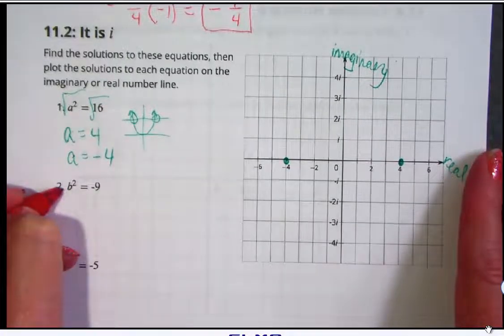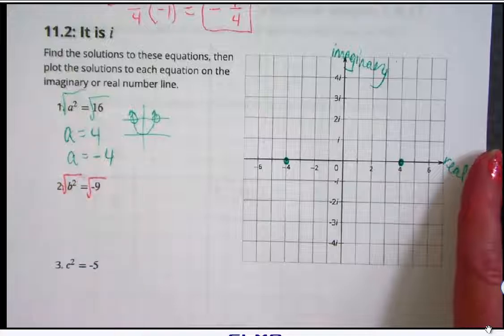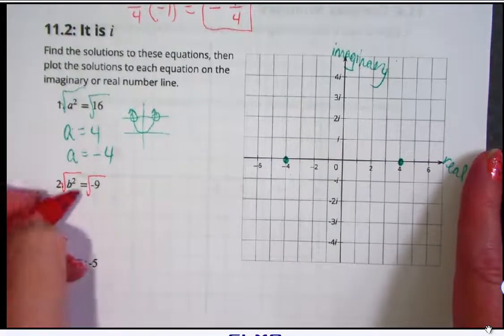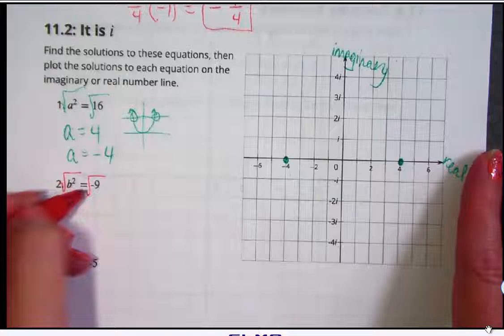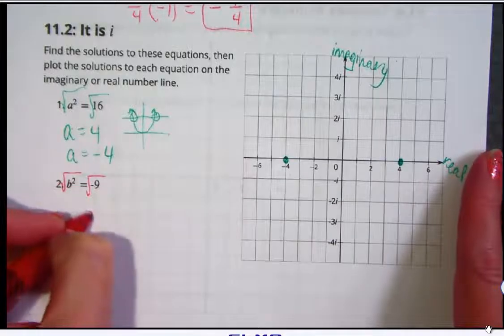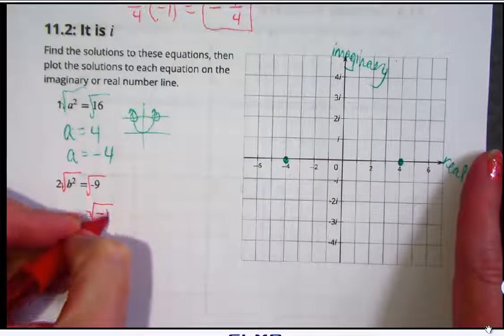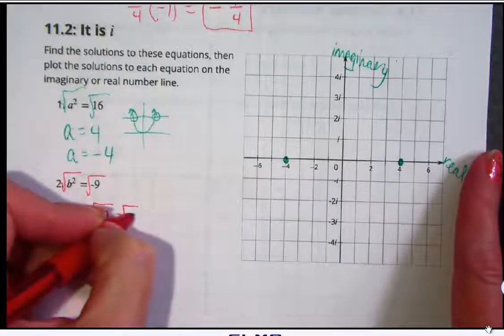When we start doing something like taking the square root of negative 9, there's that square root of a negative going on. My rules actually tell me that I can make that the square root of negative 1 and the square root of 9.